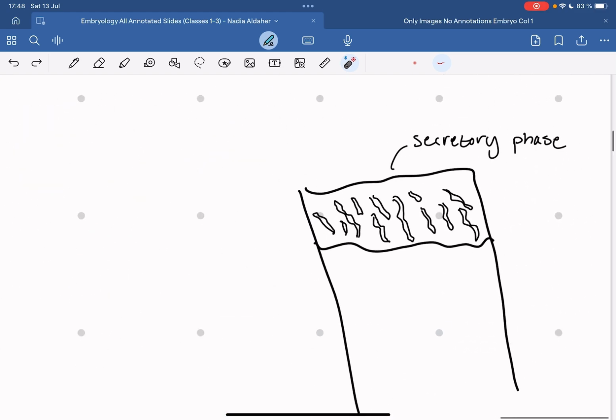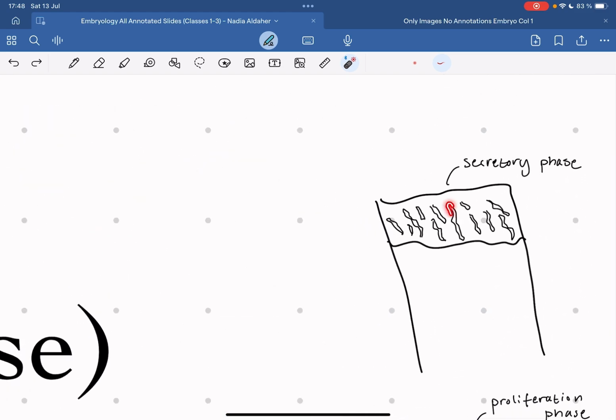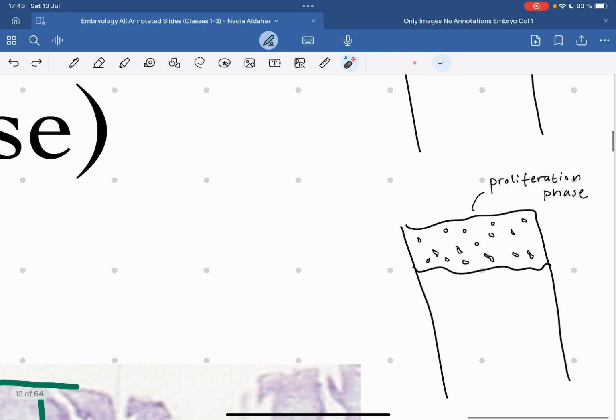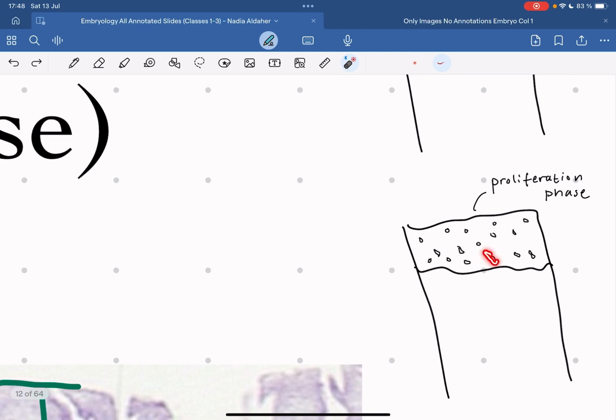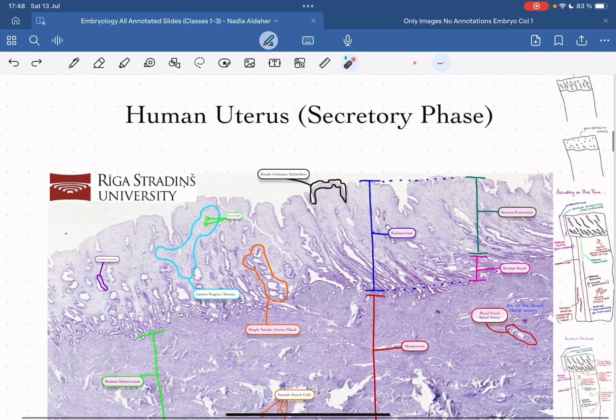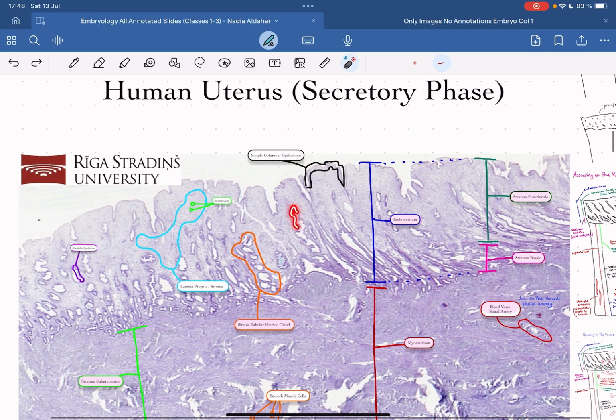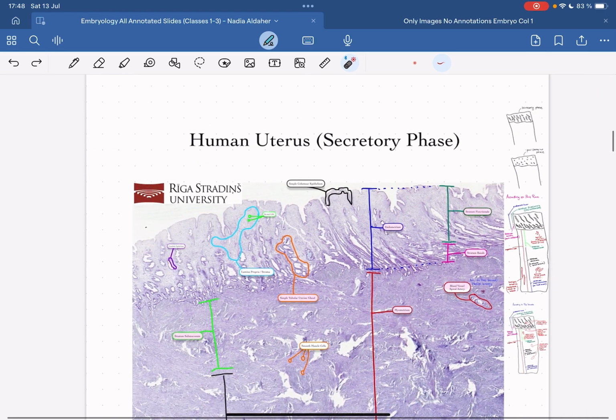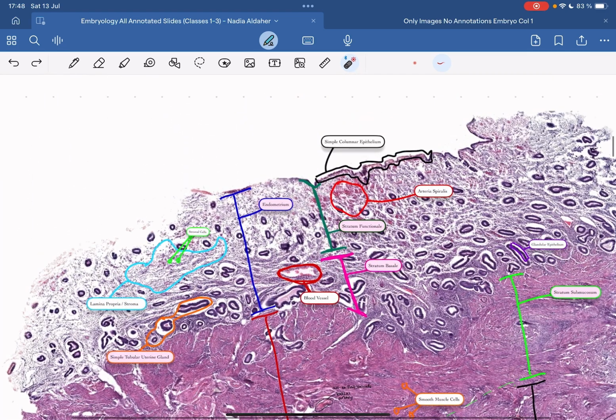Now, for the secretory phase, these glands are more elongated, worm-like, river-like. They are directed towards the lumen of the human uterus. While for the proliferation phase, while there might be some glands towards the bottom that are elongated, mainly we're looking at the top half of the human uterus, and they are more compact and rounded. So compare these glands for the secretory phase with something like this, where the glands are more compact and rounded.